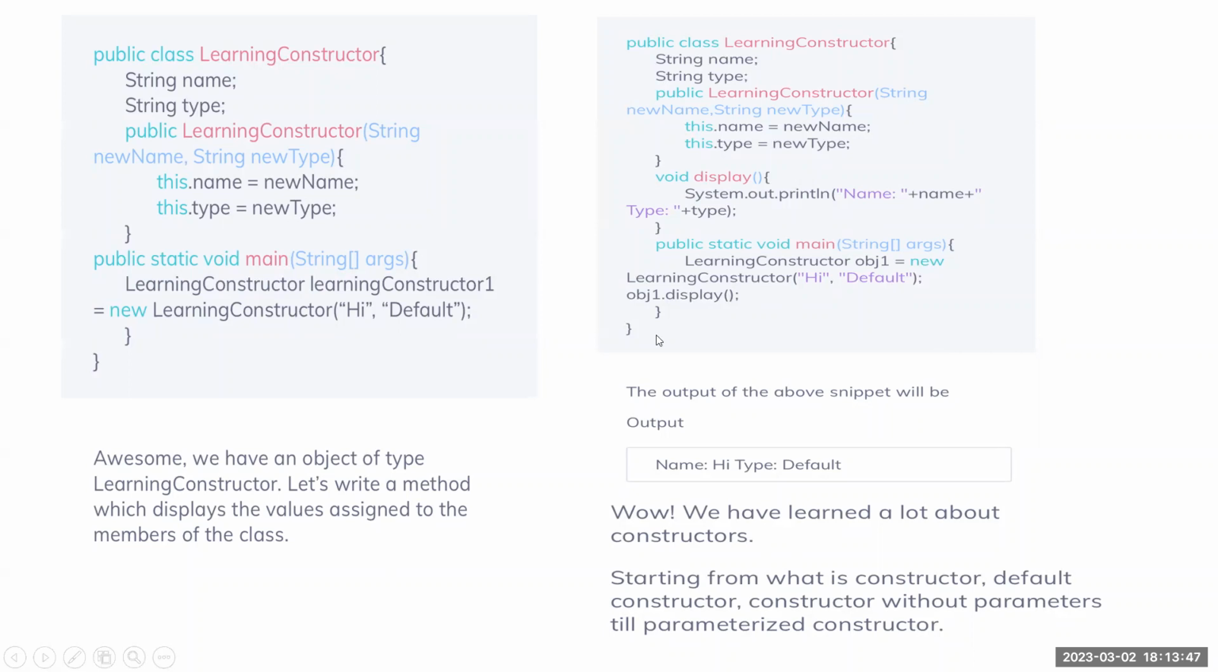What is it going to display? It is going to display hi, and the type is default. Okay, so this is the output. This is what we learned on the constructor.